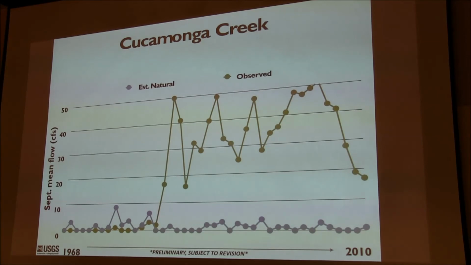So going back to that Cucamonga Creek site, this is pretty typical of arid streams, certainly in the west and Southern California, where the expected flow is a lot less than what you get now because of recycled return flows and things like that. So this is an example of using it for streams that are being augmented by return flows.